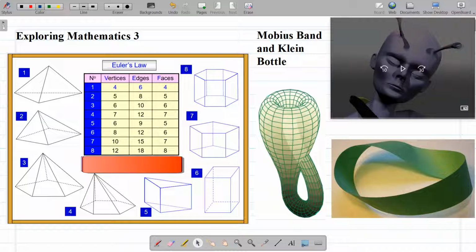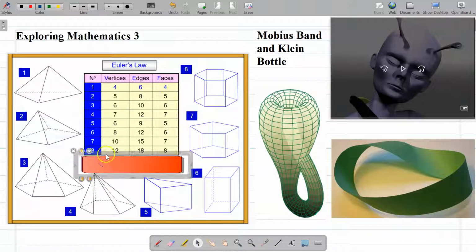Now Euler was a Swiss mathematician who did a lot of work on shapes and space, and one of the things he did was he looked at the relationship between the number of vertices, edges and faces on 3D shapes. Now if we take all of these shapes here, we've listed the number of vertices or corners, the number of edges and the number of faces, and there is a relationship between those three quantities. Perhaps you can see what it is. Have a think about it, pause the video if you like, and then I'll reveal what the formula is.